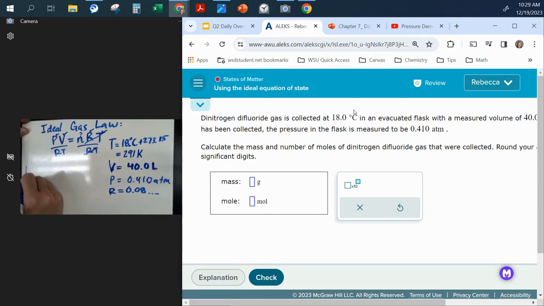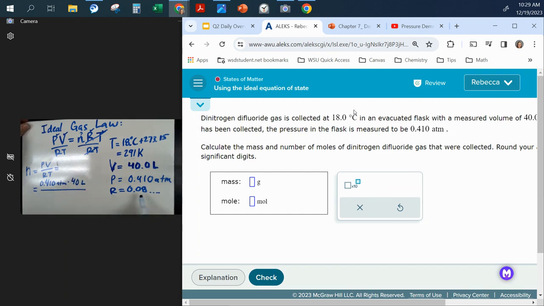So then we're going to plug in everything else. So N is PV over RT. So that is actually P, 0.410 atmospheres. Oh, I'm going to run out of space. Let me put it down here. This is equal to, so pressure, 0.410 atmospheres, volume was 40 liters. Is N the mass? N is moles. So what if I get the mass? Then you have to use the molar mass of the compound to find mass, or moles. They give you moles, mass.